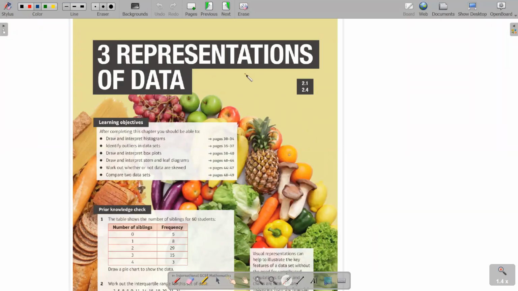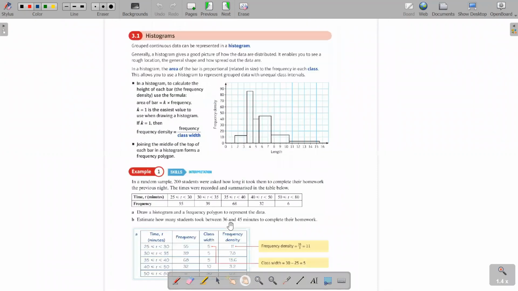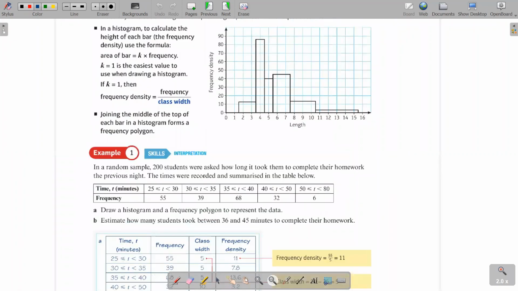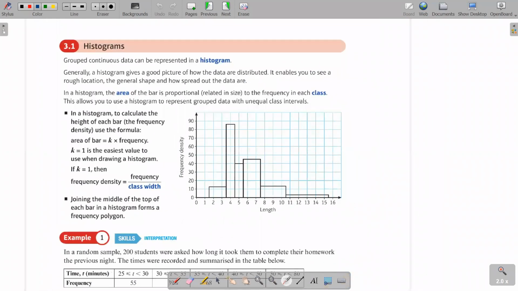Okay, so today we will be discussing chapter 3, representations of data, which means we are going to learn how to represent data. The first type of representation that we are going to learn is the histogram. So how do histograms work? The methods that you are going to use are going to be slightly different from what you used in your IGCSE O levels.